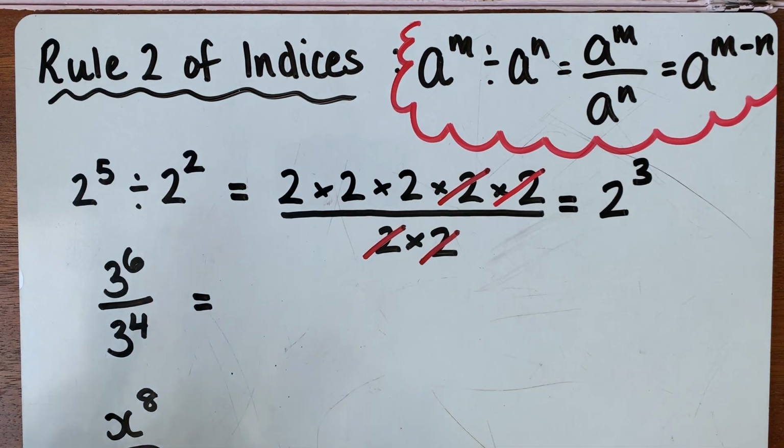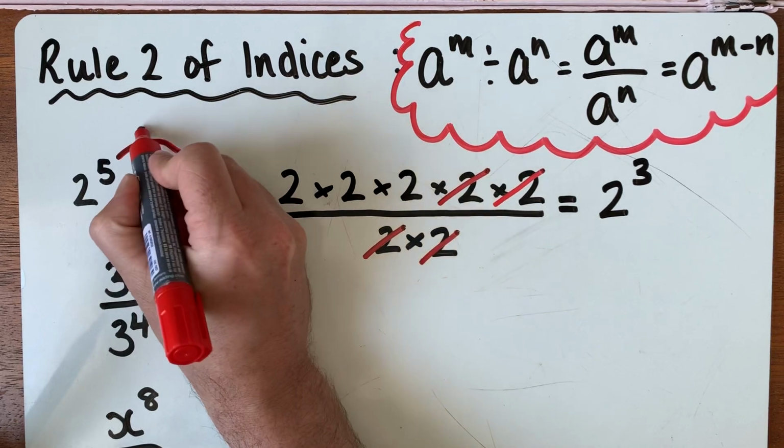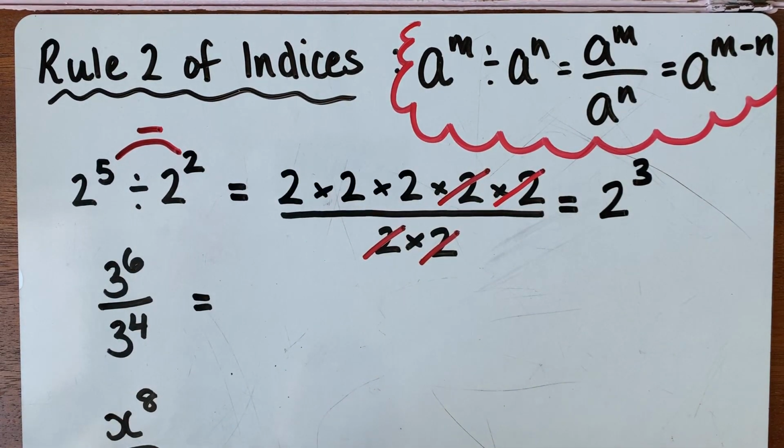What we're really doing, and what we really want to get to today, is this idea that we take our indices, and today we're going to subtract them. So when we're dividing terms, we subtract.